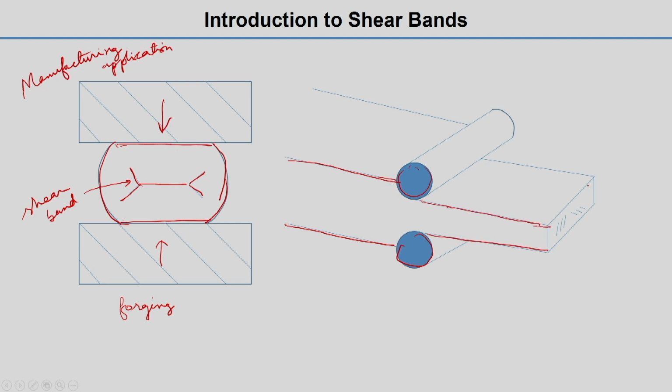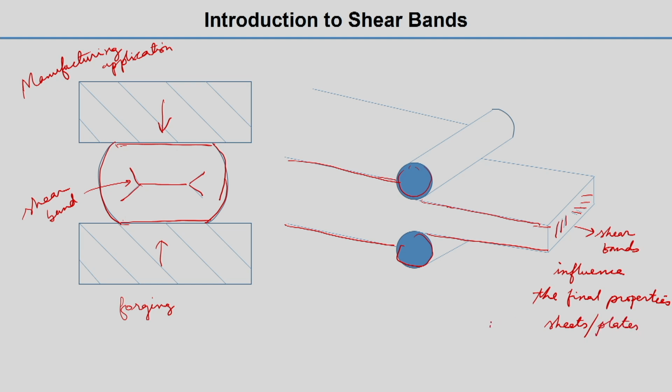sheets or plates. So there are some shear band formations here, you can see these are shear bands, and then these shear bands influence the final properties of the sheets or plates, rolled plates. So the most important part is the shear bands are important here as well.